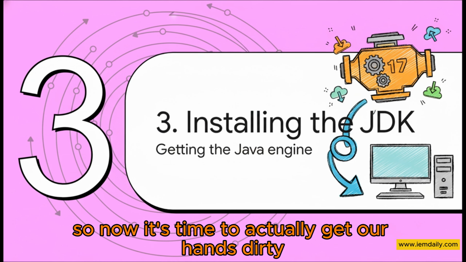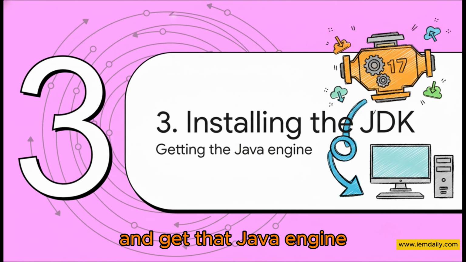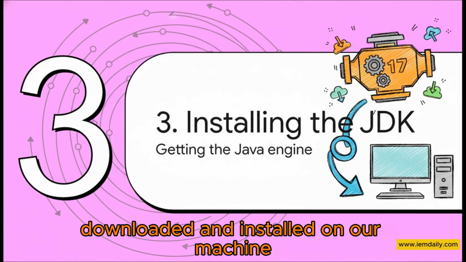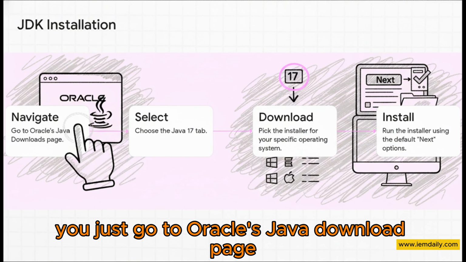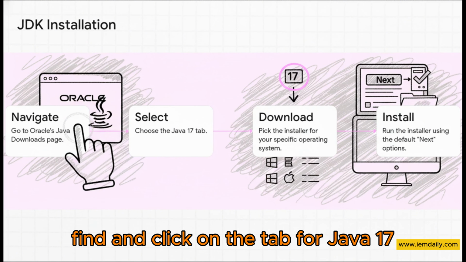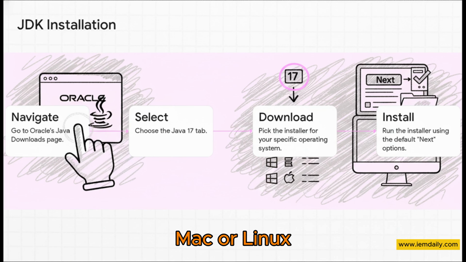So now it's time to actually get our hands dirty. Let's go to the official Oracle website and get that Java engine downloaded and installed on our machine. The good news is this part is really simple. You just go to Oracle's Java download page, find and click on the tab for Java 17, and then download the right installer for your computer, whether that's Windows, Mac, or Linux.